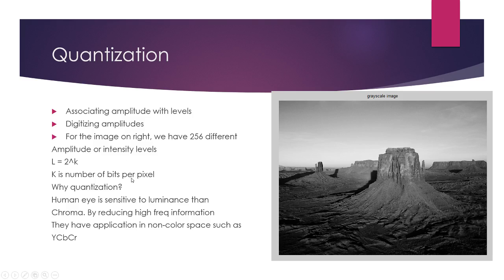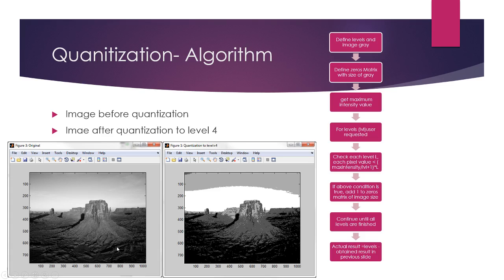So why would we need this? Because the human eye is very sensitive to luminance and chroma. So by reducing this kind of high frequency, we can use it for various different applications. That's what major automotive industries have been using as well in many of the cameras, which is YCbCr. So this is the algorithm how I've defined it to execute.